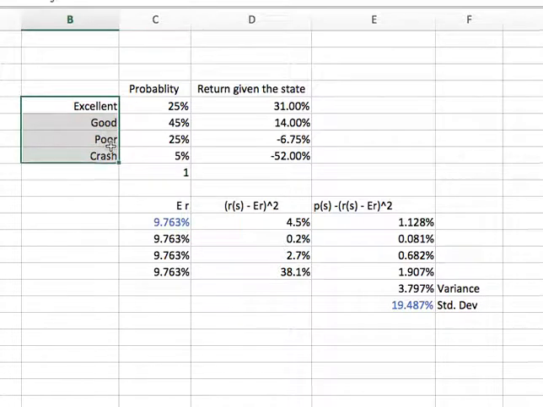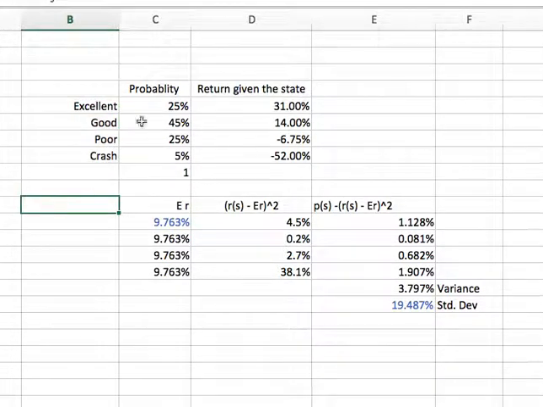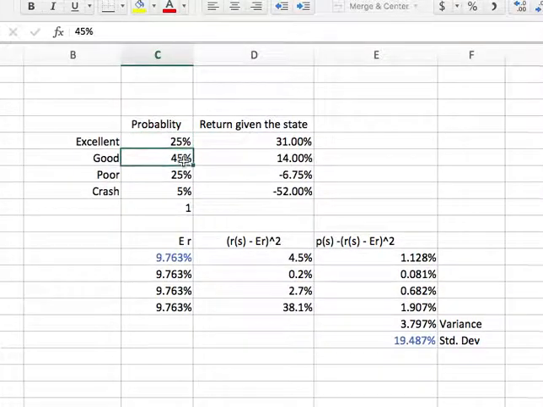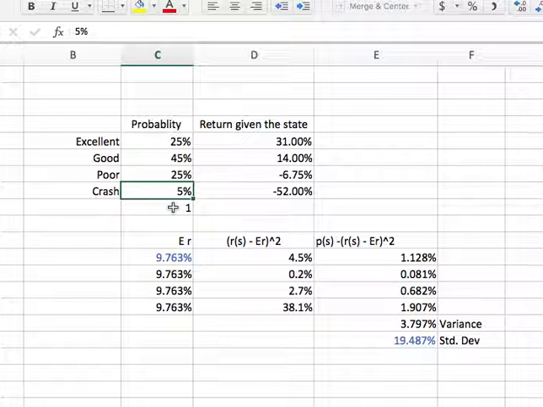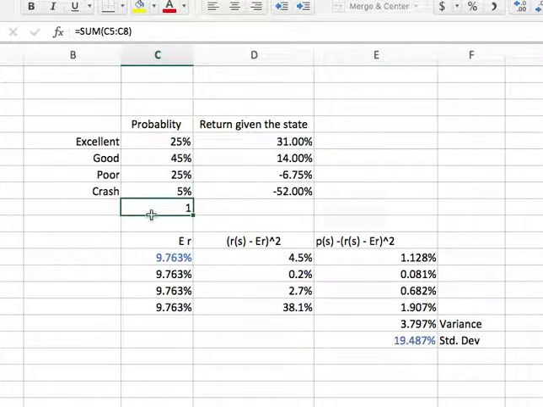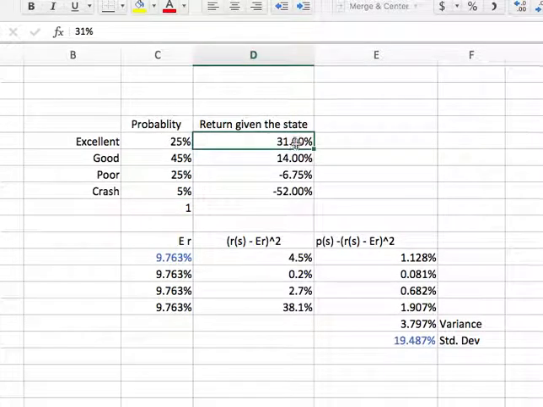So I've obviously just typed in the good, excellent, poor, crash. I typed in the probabilities as 25%. As you can see, I've got them here at the top. And so on, and of course they add up to 1. So I put the sum of C5 to C8, which is these, and I put the sum in there so I would remind myself this always has to equal 1. So as I start messing with it, if this changes, I'll notice it and it'll be a problem. And I could actually put a limit on there and make sure it does, but I'm not going to bother at this point. The return given the state, 31%, 14%, so on.